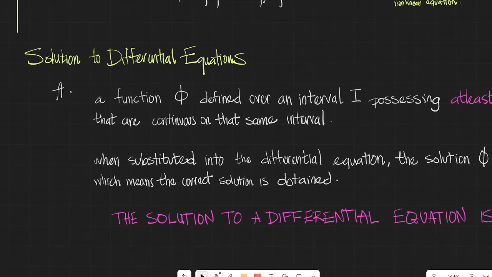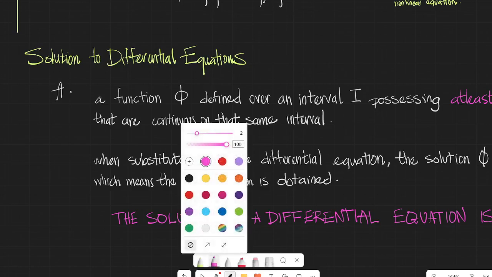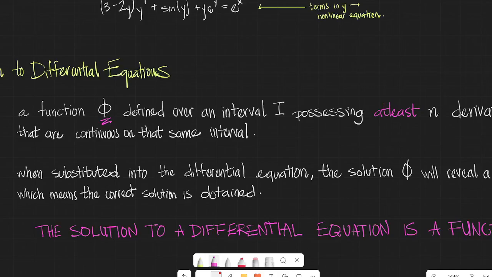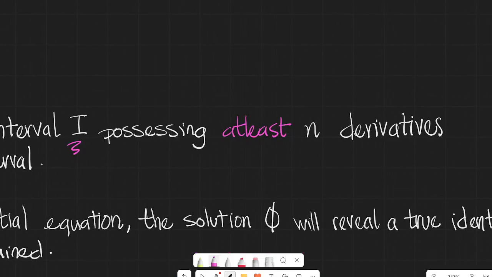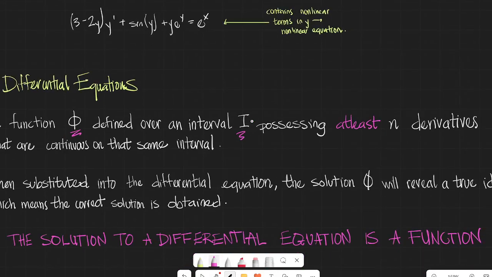Let's talk about the solutions to differential equations. So in algebra, typically you would solve for a variable and it would have a real number value or maybe sometimes a complex value, but nonetheless you would get some value. Differential equations are like a step up from that. So now we're going to take it up to the next level. Our solutions to our differential equations are going to be functions. And we're going to call that function phi, and it has to be defined over an interval. So we have to take into account the interval. And the function has to possess at least n derivatives on that interval I.